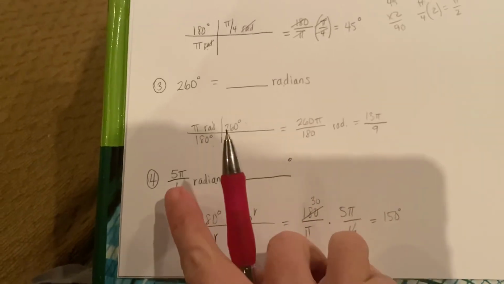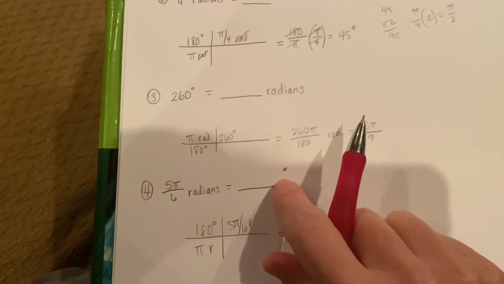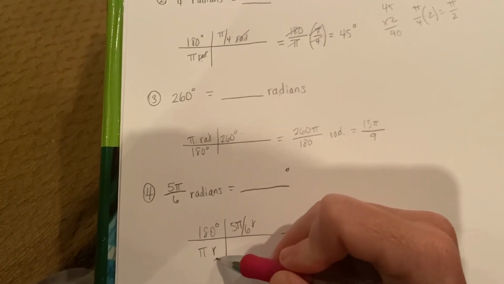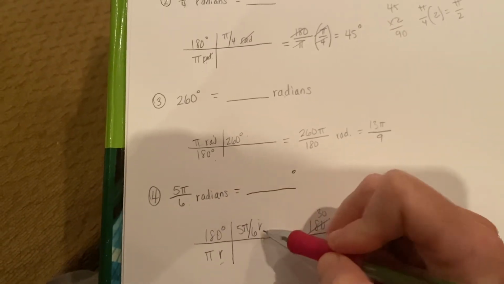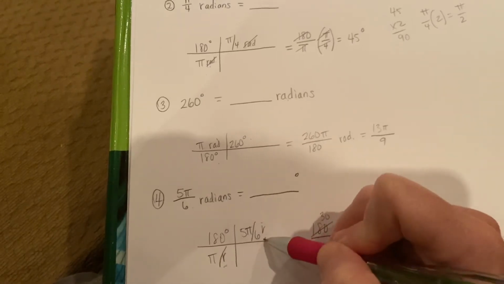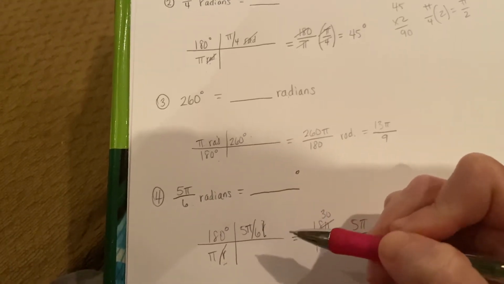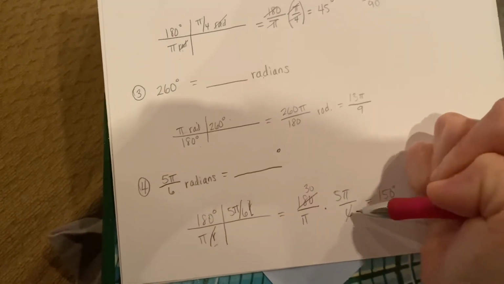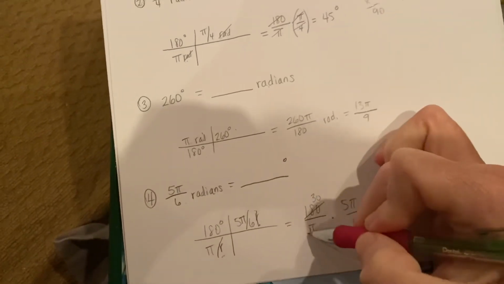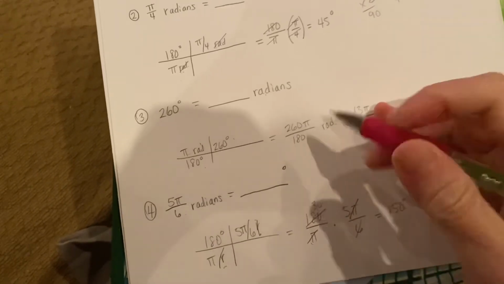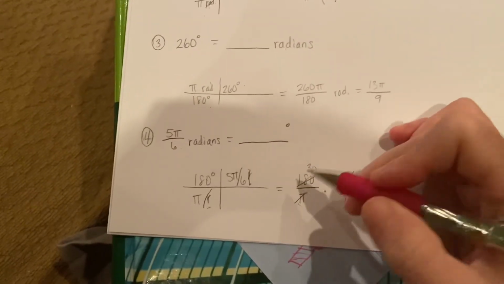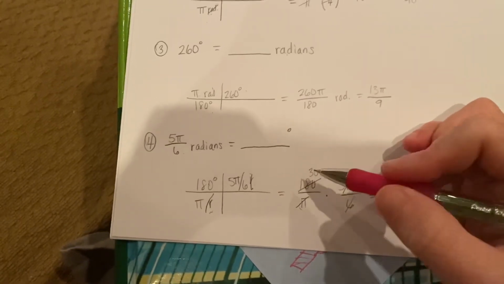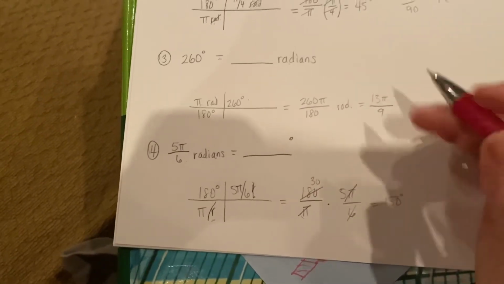And last of all, if I've got 5 pi over 6 and I want to get to degrees, I start with degrees on top. 180 degrees is pi radians. I want to know 5 pi over 6. Notice my radians are gone, so my answer is going to be degrees. I've got 180 over pi times 5 pi over 6. Notice the pi's cancel out to 1. 6 will go into 180 30 times. And just like we said earlier, because pi over 6 was 30, 30 times 5 is 150.